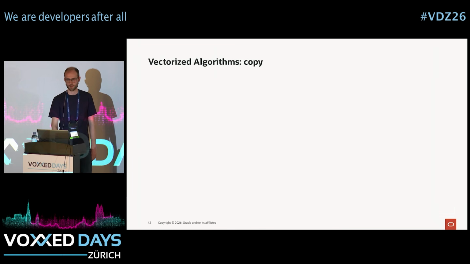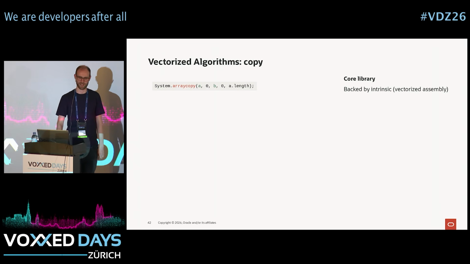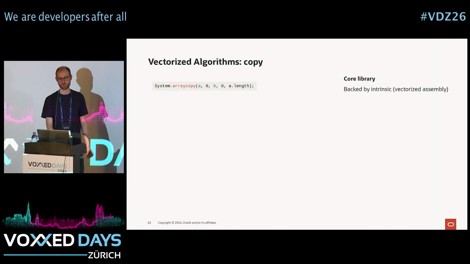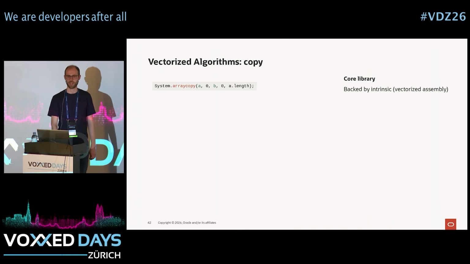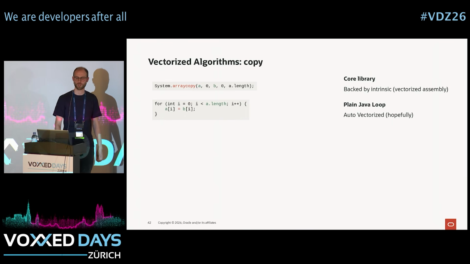Back to the vectorized algorithms, copy. You might think that's trivial, but there are some catches there as well, at least in the details. You should probably be using System.arraycopy if you can, because it's backed by a vectorized intrinsic. If you roll your own code, it should get auto-vectorized. Maybe some issues with brittleness here, and we've been working on that. Talk about that in a minute.